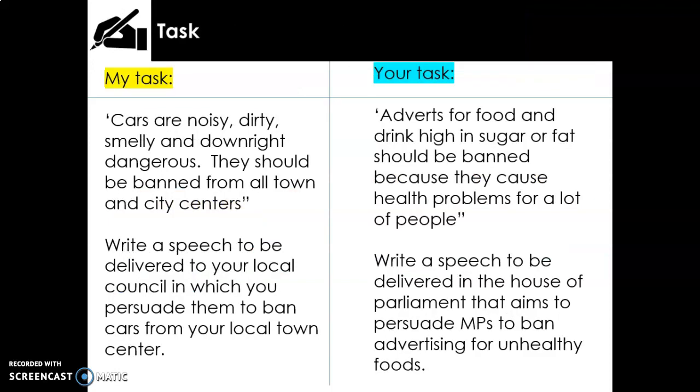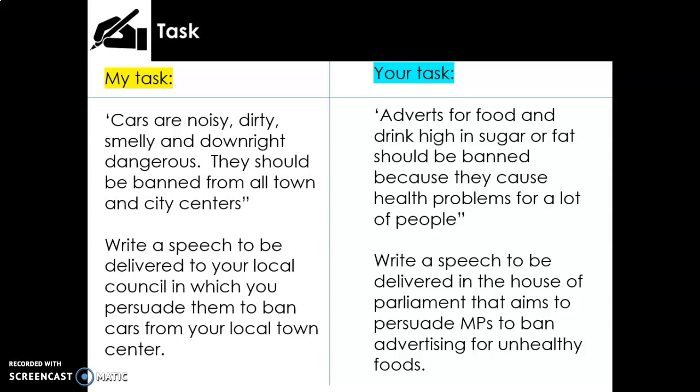Okay, so my task, I'm going to be writing about the idea that cars are noisy, dirty, smelly, and downright dangerous, and that they should be banned from all town centres. So I'm going to be writing some sentences to be part of a speech to be delivered to my local council, in which I persuade them to ban cars from the local town centre. Your task is different. Look at your task. Adverts for food and drink high in sugar or fat should be banned because they cause health problems for a lot of people. So that's your opinion.